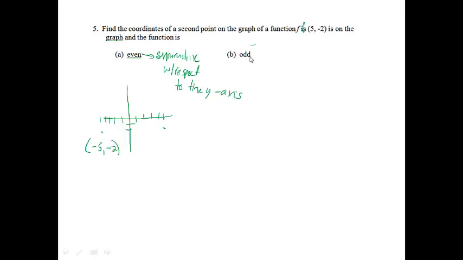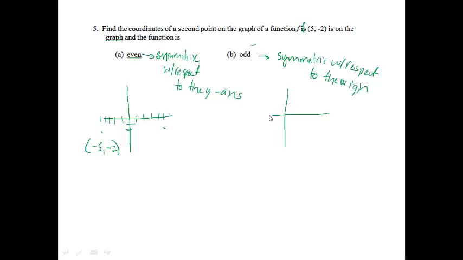Okay, for part B, it says that this time I want my function to be odd. We learned that an odd function is symmetric with respect to the origin. Okay, so if I'm symmetric with respect to the origin, remember that if I flipped my graph around 180 degrees or just turned my graph upside down, it would be the same point.